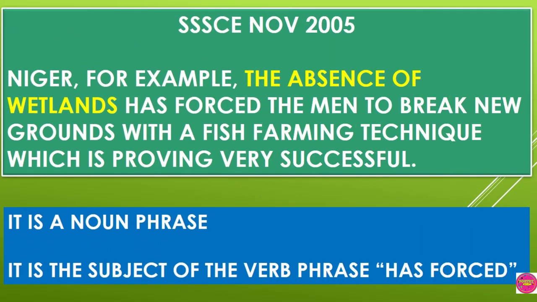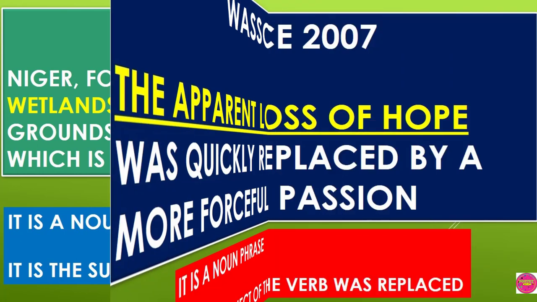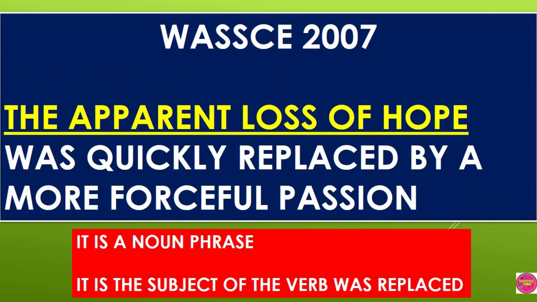In Niger, for example, the absence of wetlands has forced men to break new grounds with a fish farming technique, which is proven very successful. The underlined expression is the absence of wetlands. This is a noun phrase. It is the subject of the verb has forced. The apparent loss of hope was quickly replaced by a more forceful passion. The underlined expression is the apparent loss of hope. This is a noun phrase. It is the subject of the verb was replaced.